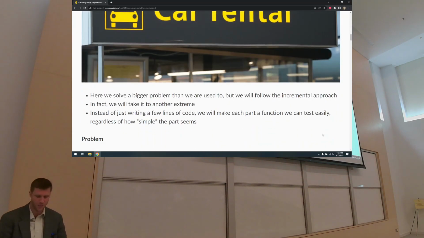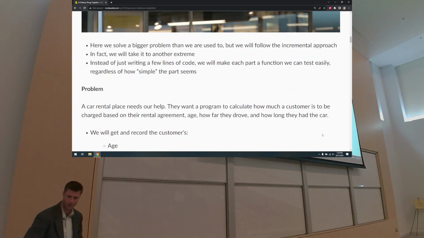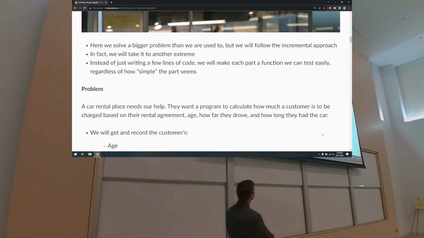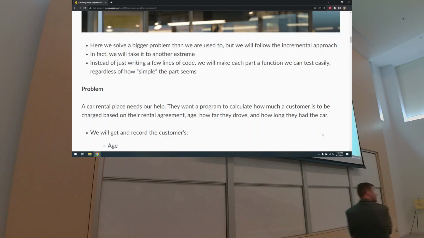All right, so here's a problem, car rental. Here, we're going to solve a bigger problem than what we're used to. But it's going to be very doable, at least it should be. We're just going to follow this incremental approach I was talking about. We're actually going to take it to another extreme, though. We're actually going to go beyond the incremental approach.